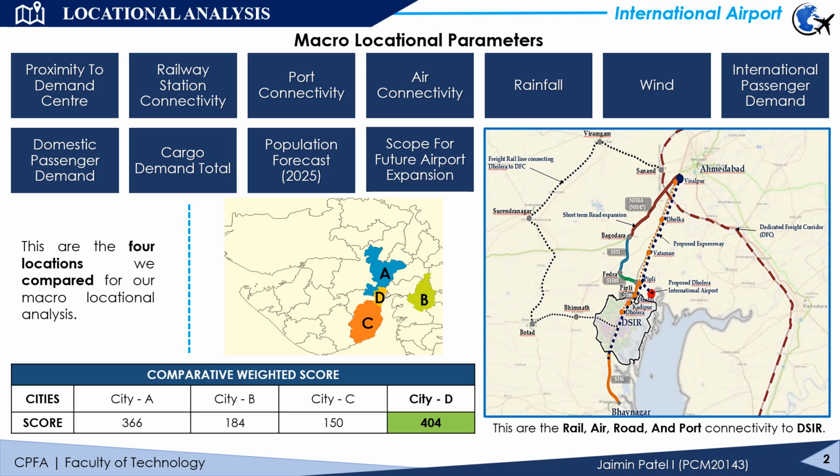So first is the locational analysis, in which the macro and micro analysis of location and site is done, which determines whether the selected site is suitable for the airport or not. In macro analysis, we have selected 4 locations which are connected to the DMIC corridor, the main reason for the proposal of the airport. We have found our best location by considering various parameters and their weightage and then calculating the scoring model.